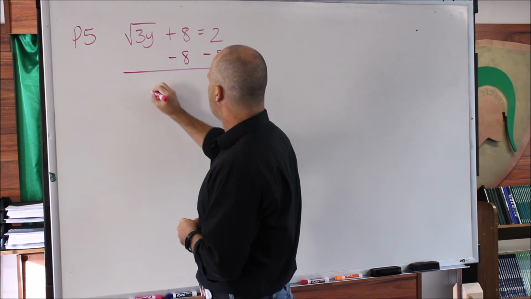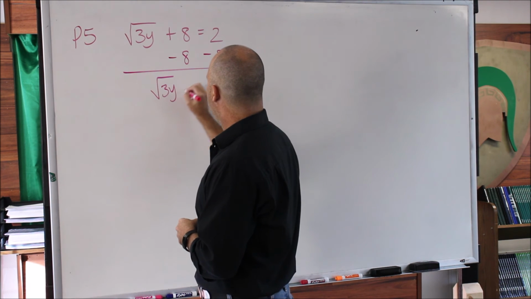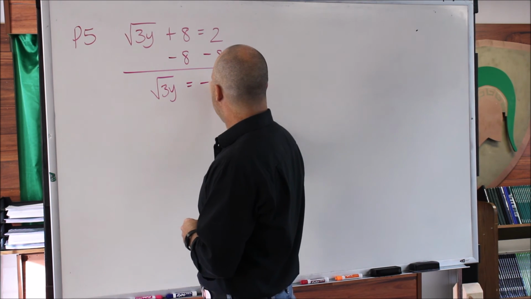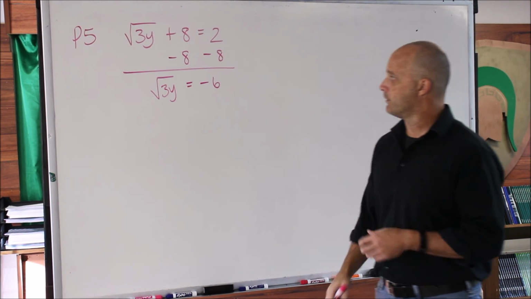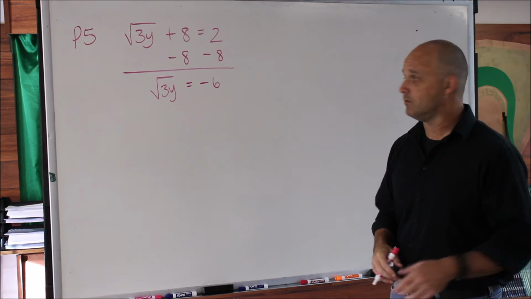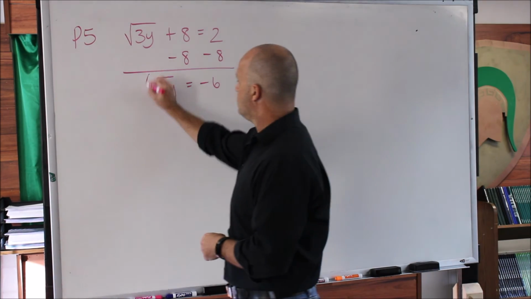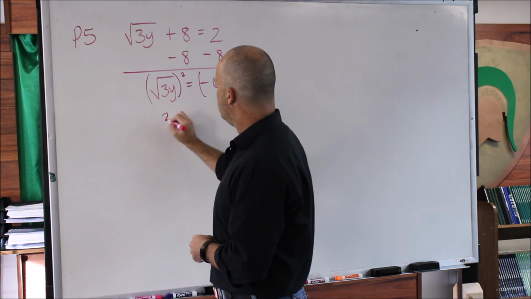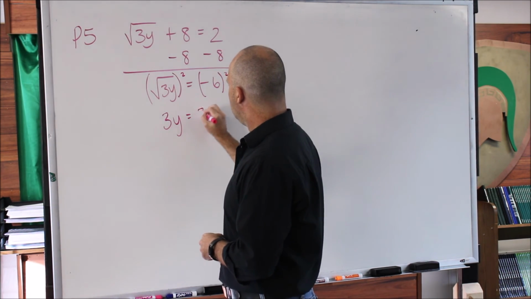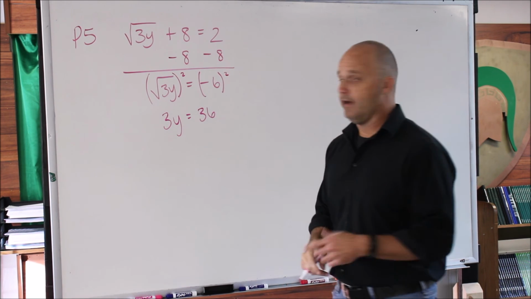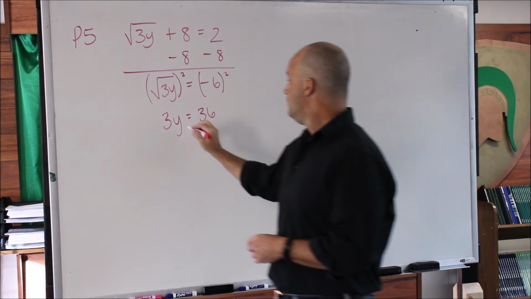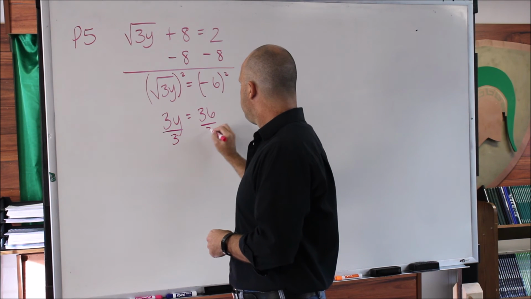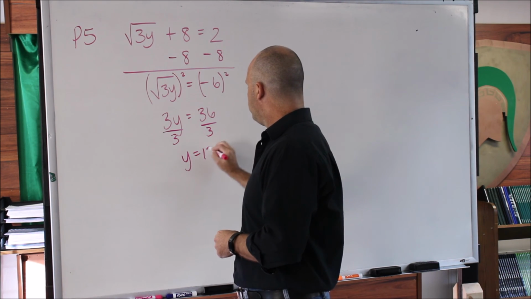So now we've got the square root of 3y is equal to negative 6. So the next thing that we're going to do here is we need to get rid of that radical. So again, to take care of that square root, we're going to square both sides. And when we square both sides, we're going to be left with 3y is equal to 36. Now, just isolate the variable. Divide by 3, and y is equal to 12.